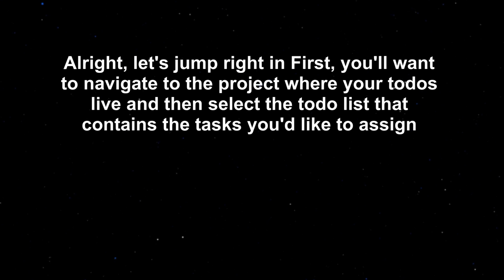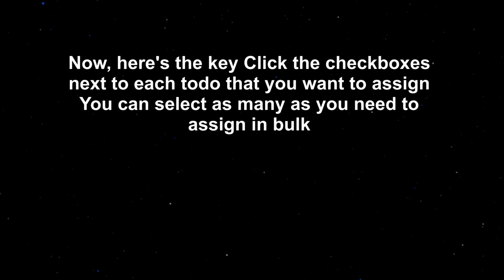First, you'll want to navigate to the project where your to-dos live and then select the to-do list that contains the tasks you'd like to assign. Now, here's the key. Click the checkboxes next to each to-do that you want to assign. You can select as many as you need to assign in bulk.